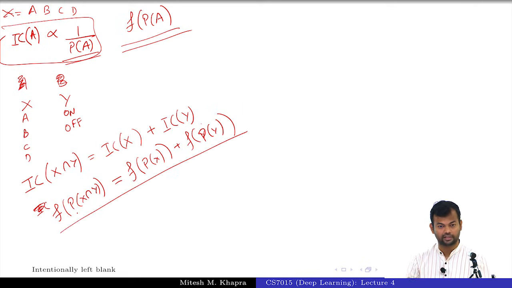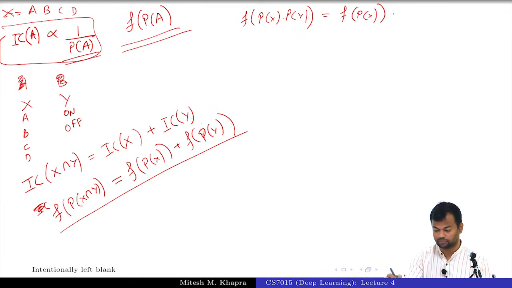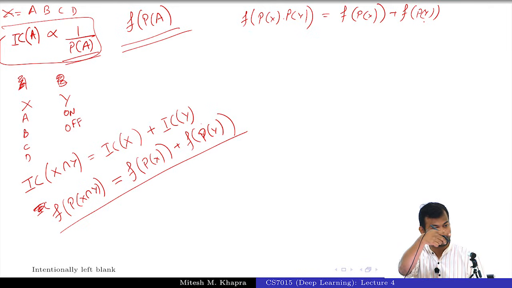Okay, now let's look at this condition which I have underlined. This is f of... Is this fine? Because the two events are independent, you can write the joint probability as p of x into p of y. Is this clear to everyone? Right? You seem to be a bit lost. Arvind? Clear? Okay.